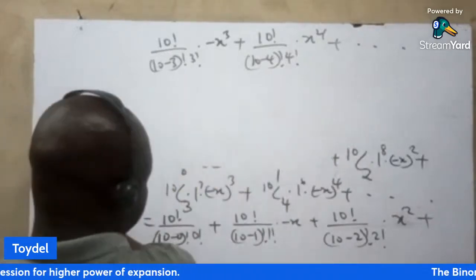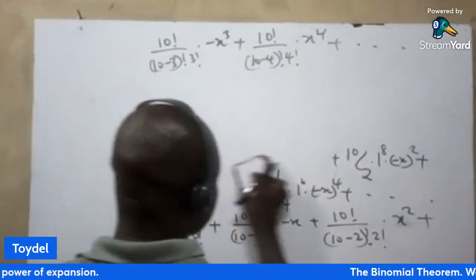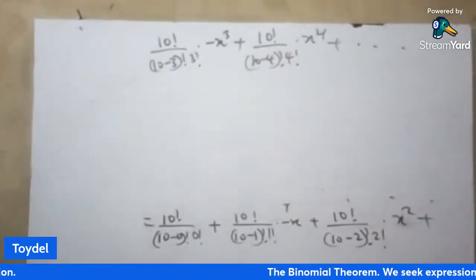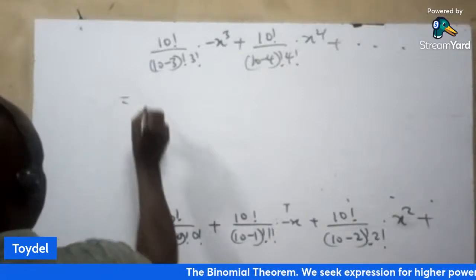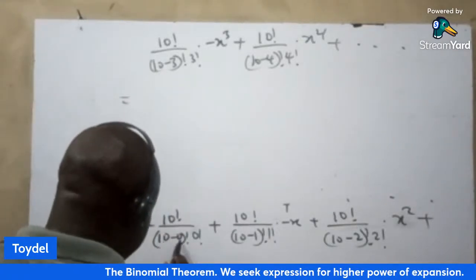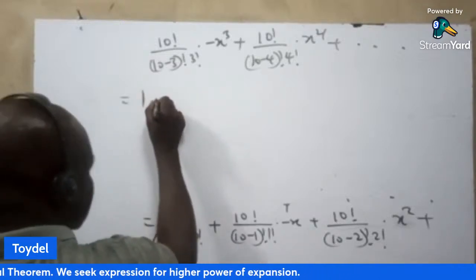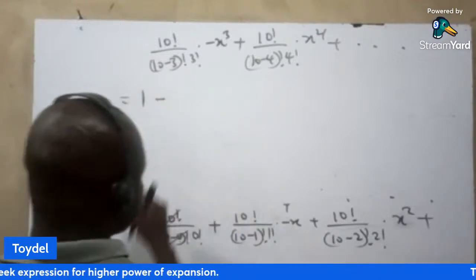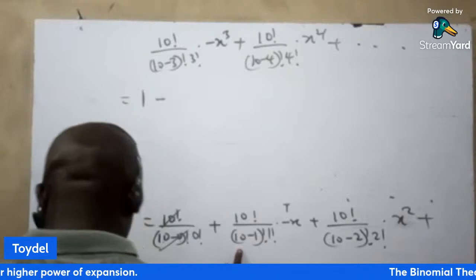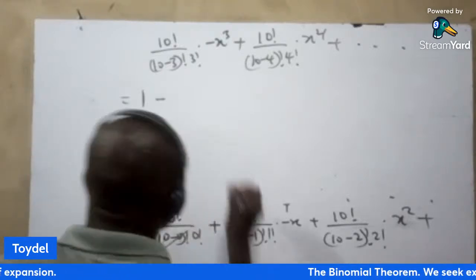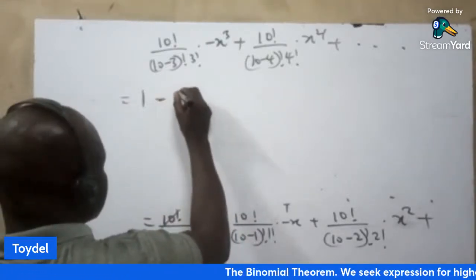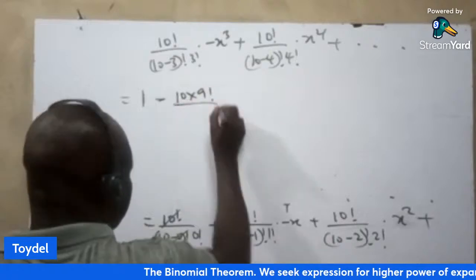So from there, we are going to get this one now. This is 10 minus 0, that's 10 factorial over 10 factorial; we cancel 10 factorial. At the end of the day, we have 1 here. Then plus times minus, then here we have minus 10 times 9 factorial, because I'm going to have 9 factorial here.